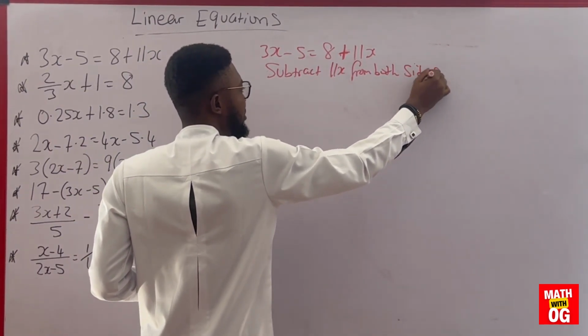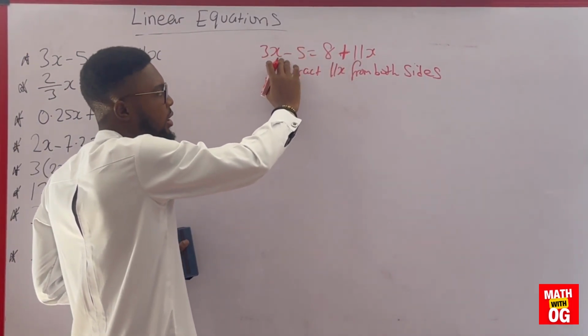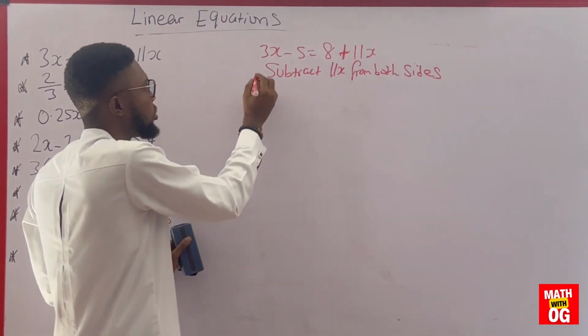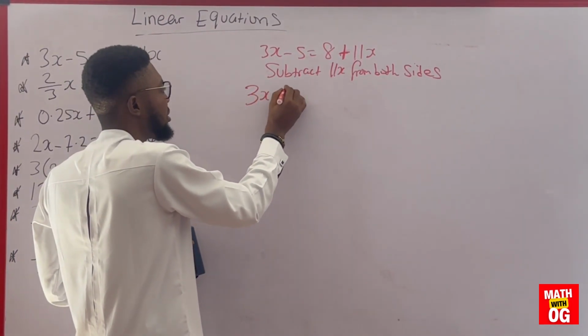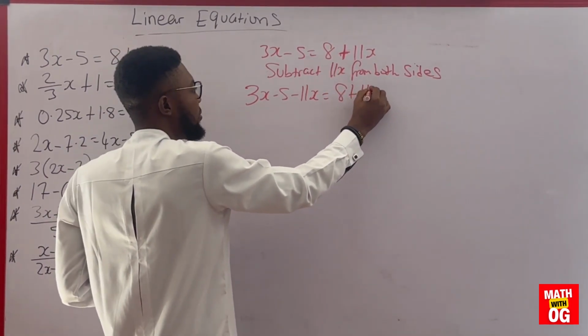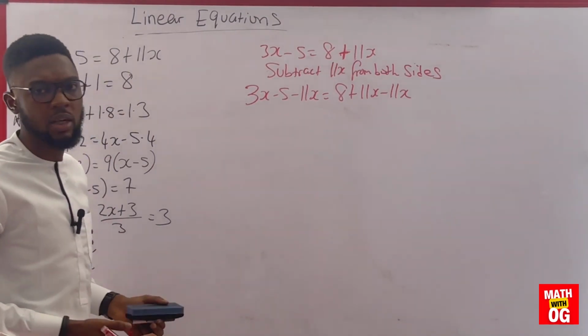Why am I subtracting 11x from both sides? Because I want to collect my like terms for x to be on the left hand side. So if I subtract 11x from here, this guy automatically becomes 0. I'll be having something like this: 3x minus 5 minus 11x is equal to 8 plus 11x minus 11x. So I've subtracted 11x from both sides.